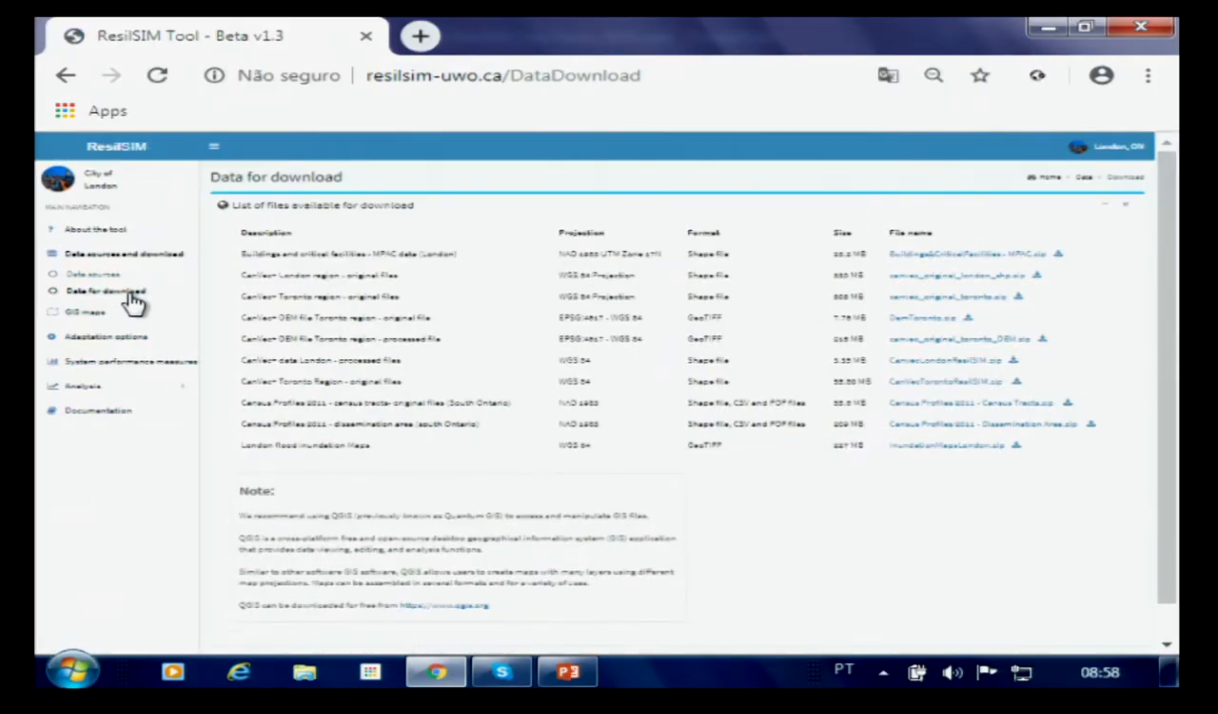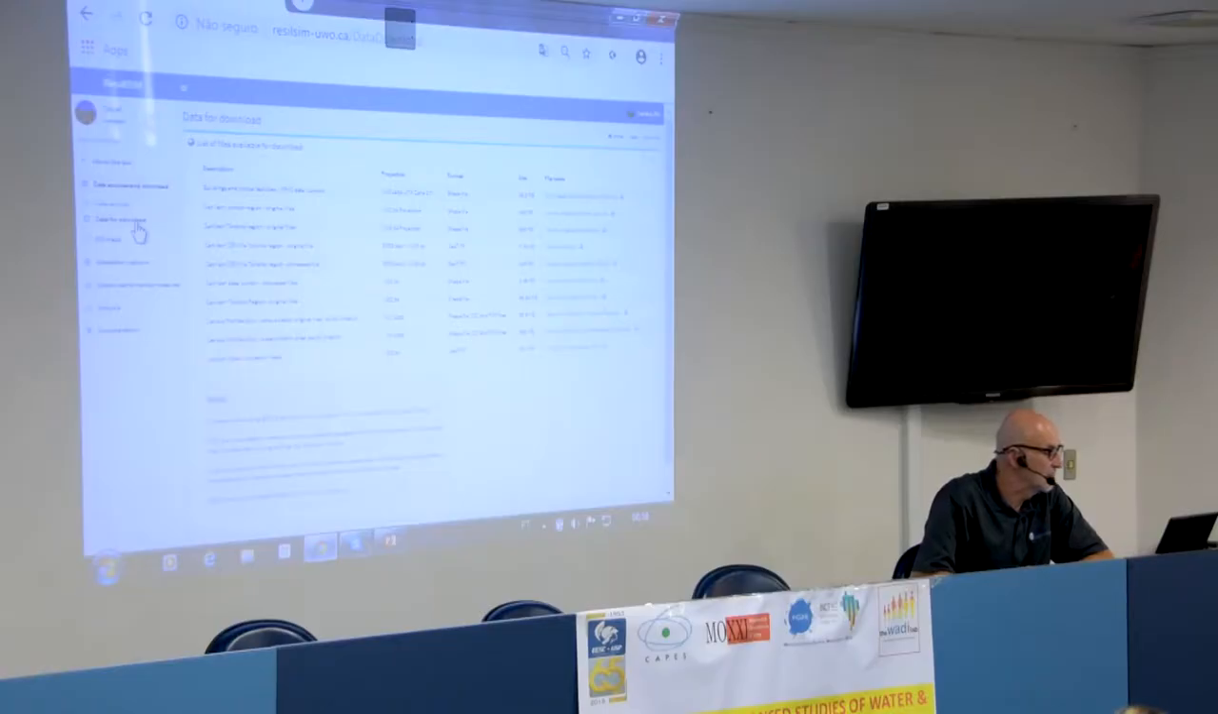We also provide lots of this information to the users. These are all the accessible links that will allow users to download the data if they want, if they need to continue doing their analysis and so on. So it's very much open, and it's relying on the available information.